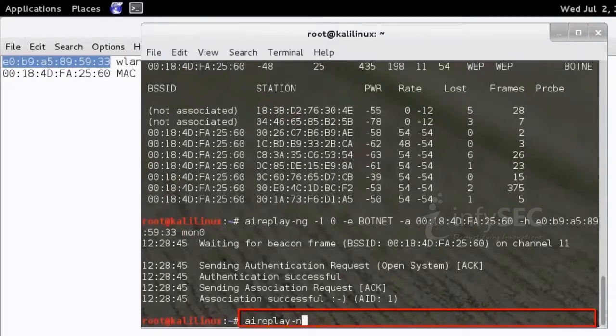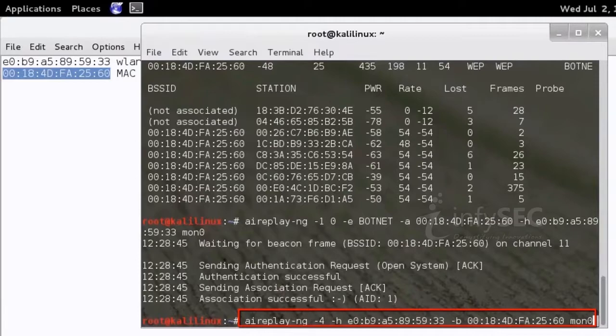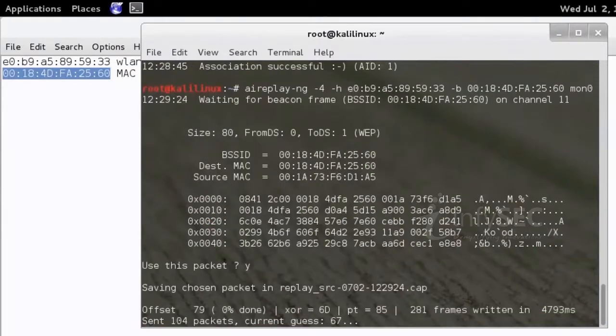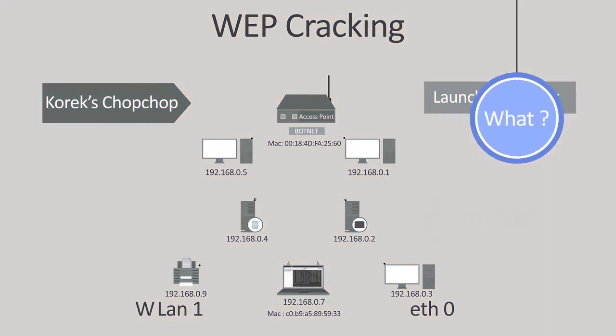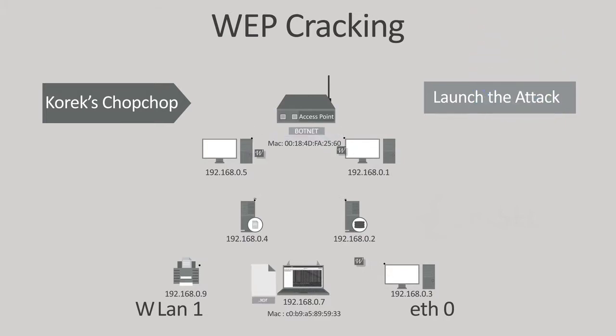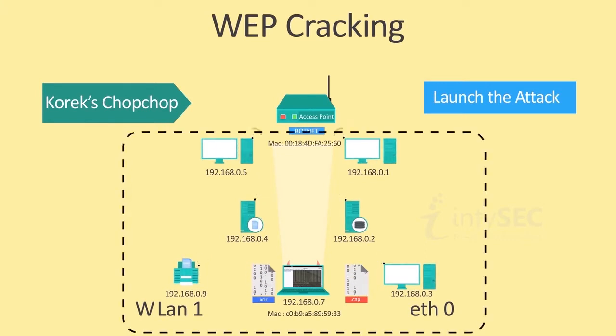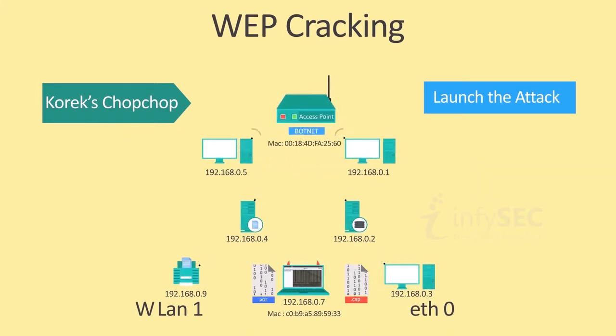Now it's time to launch the ChopChop attack using this command. By specifying the MAC of the associated client and the BSSID of the AP, we generate traffic and capture it as a .cap and .xor file, which is then used in the next step to create an ARP request. What really happens when this step is performed? A WEP encrypted data packet is captured and saved as an XOR file, and the traffic on the interface is captured as a .cap file after associating the WLAN to the AP by sending fake authentication packets.